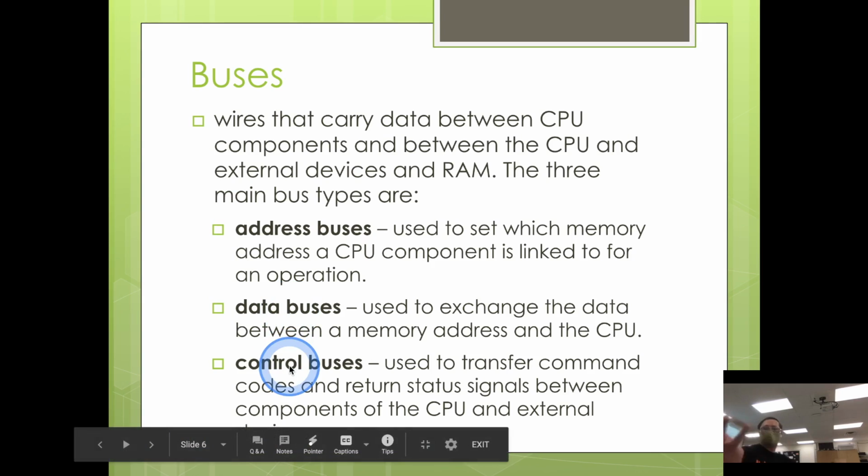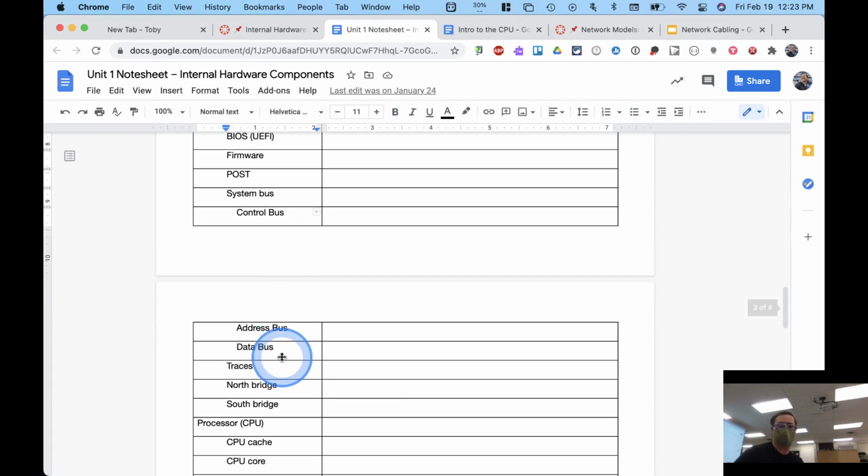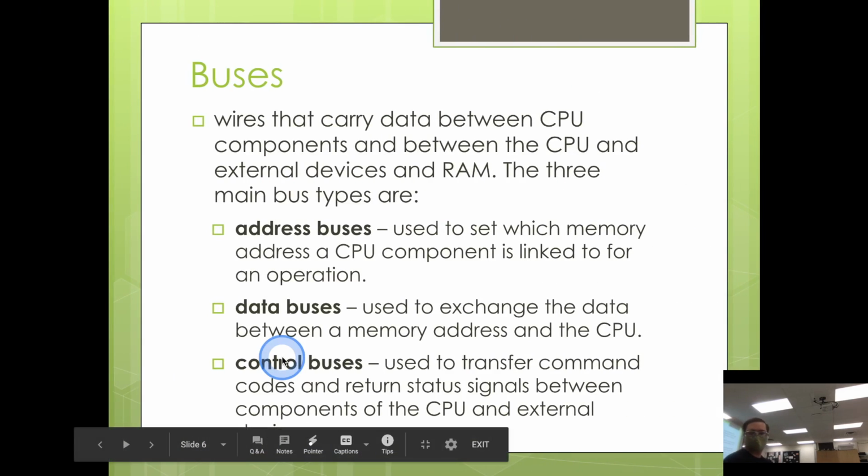Excellent question. Sorry, I should have repeated the question. So the question was, what about the system bus? Think of the system bus as a combination of the control bus, the address bus, and the data bus.